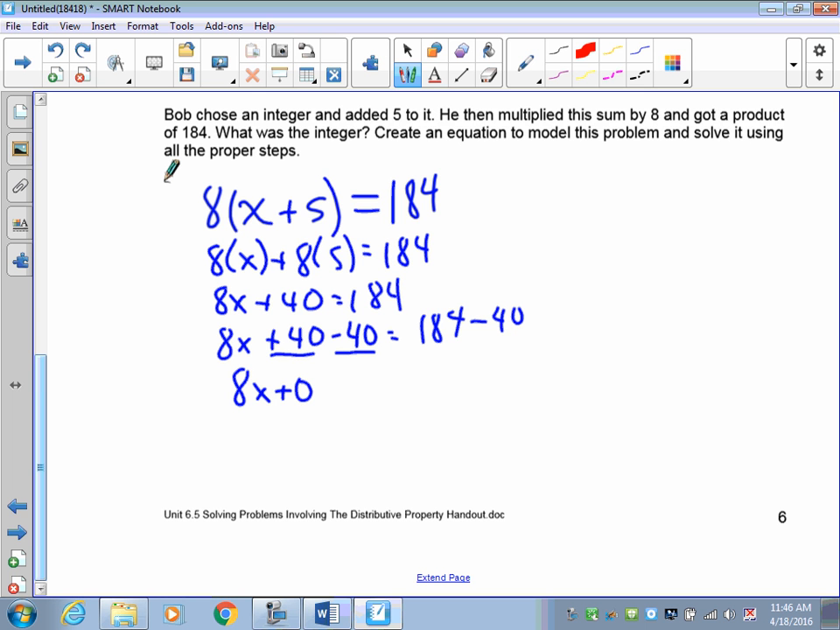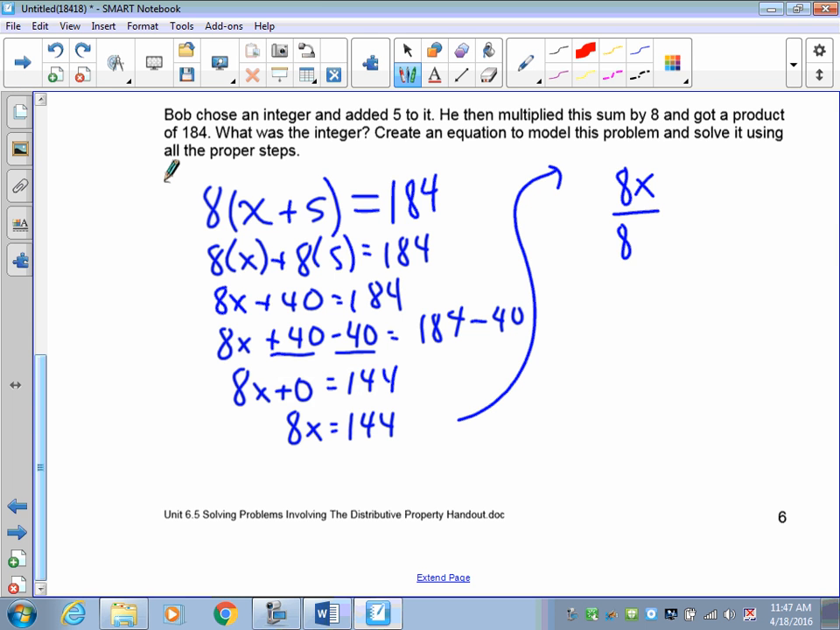184 take away 40 is 144. So now we're down to 8x is 144. So I'm multiplying by 8. So the opposite of multiplying by 8 is to divide by 8. Whatever I do to one side, I must do to the other. 8 divided by 8 is 1. Keep the x, and 144 divided by 8 is 18. So x is equal to 18.